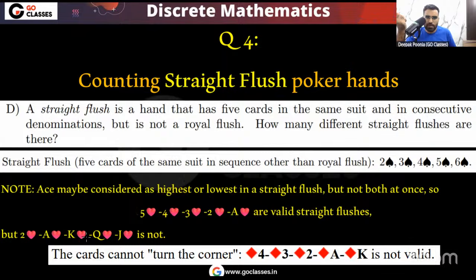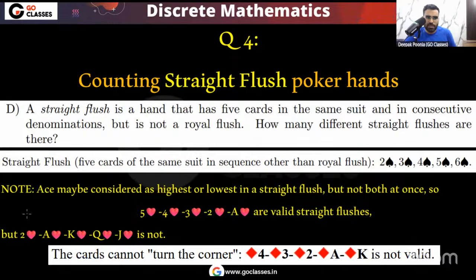But remember, you cannot consider something like this. You cannot turn the corner. Read this note that you cannot turn the corner. Here you can see you cannot do this, that you are taking jack, queen, king, then ace, 2. You cannot do this, because if you see this example, you can notice here ace is neither the highest nor the lowest. Or I can say that here ace is both the highest and the lowest.